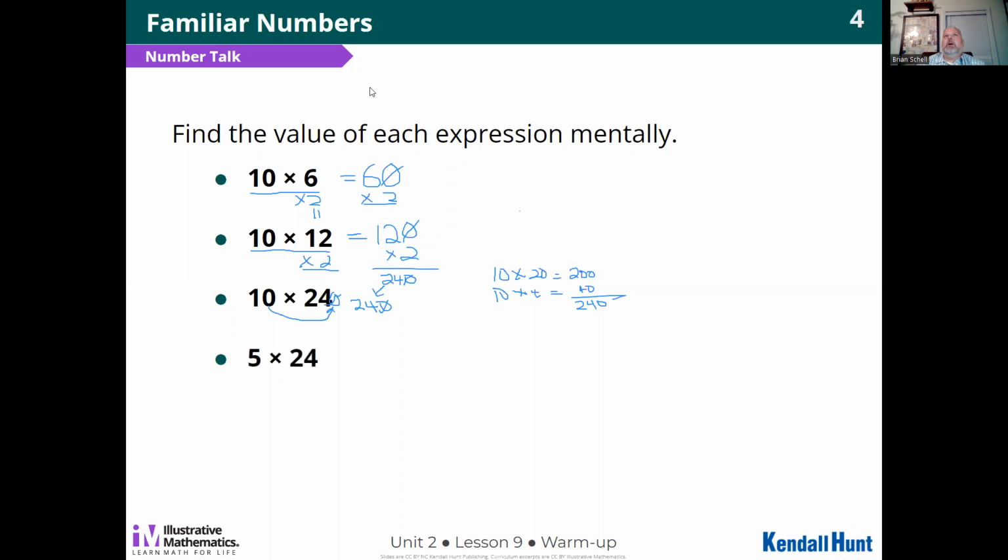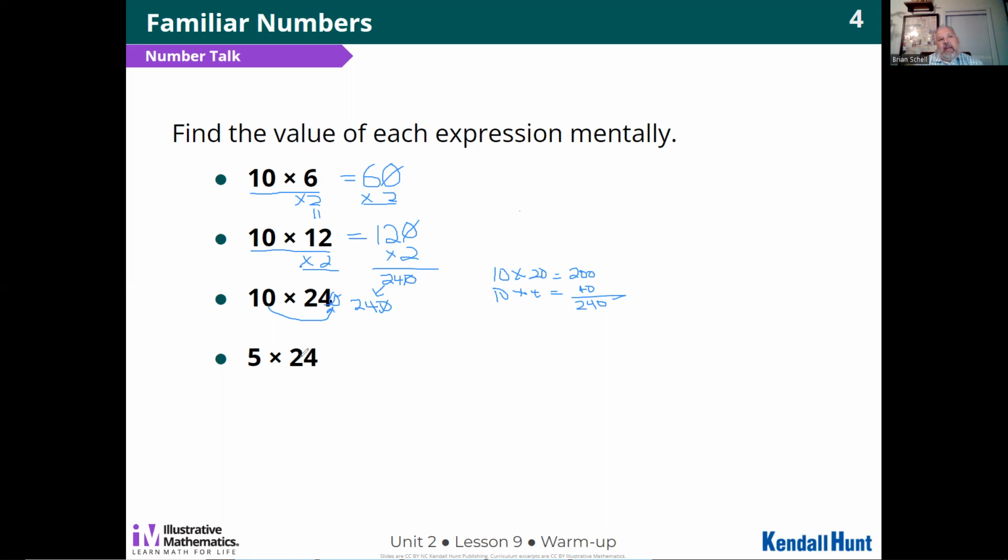There it is. All right, now this is a little bit different. Sorry, let me find my draw tool again. 5 times 24. Once again, I could skip count by 5, 24 times. It's going to take quite a while, and there is still a chance that I'm going to miscount. 24 is a lot. That's more than my fingers and toes, so I'm going to have to close hands, open hands. So it may not be our perfect strategy.